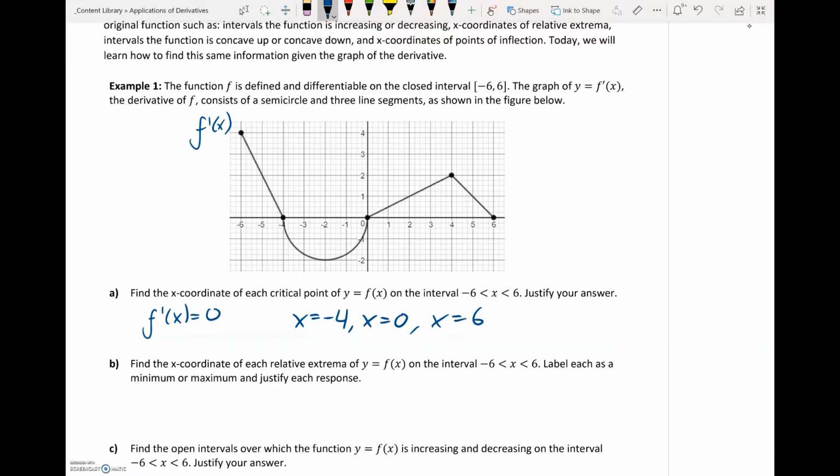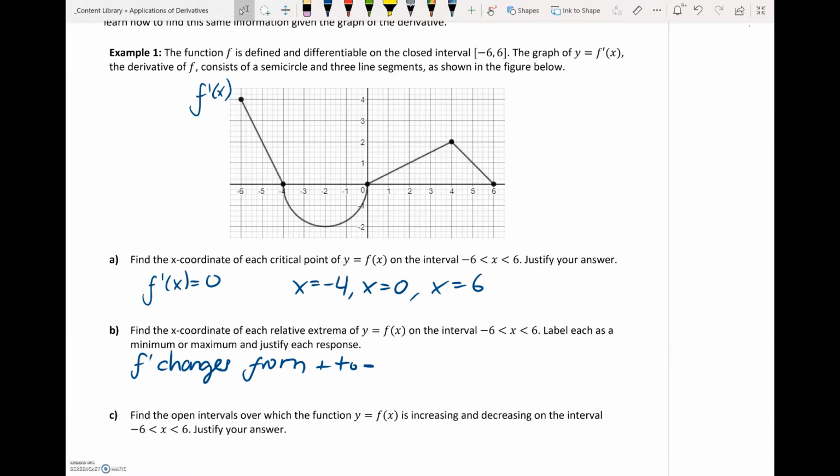Now we're going to see what happens around x equals -4. If you look at the sign of f prime, this is positive. These are positive y values. And then on the right side, we have negative y values. So f prime changes from positive to negative. And if we think about the picture, it's going to look like this. Positive and then negative. What's that going to give us? This is going to give us a local max at x equals -4.